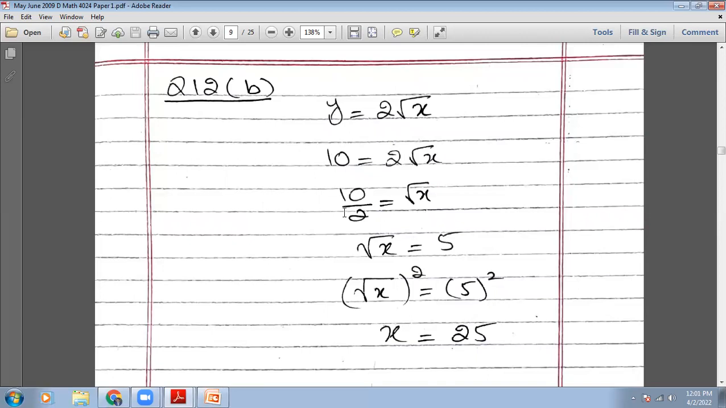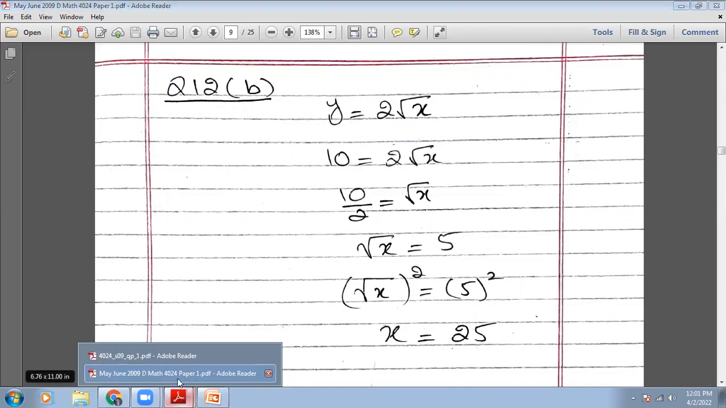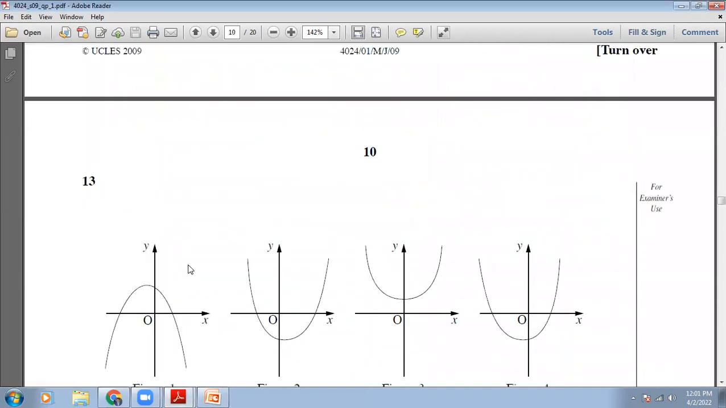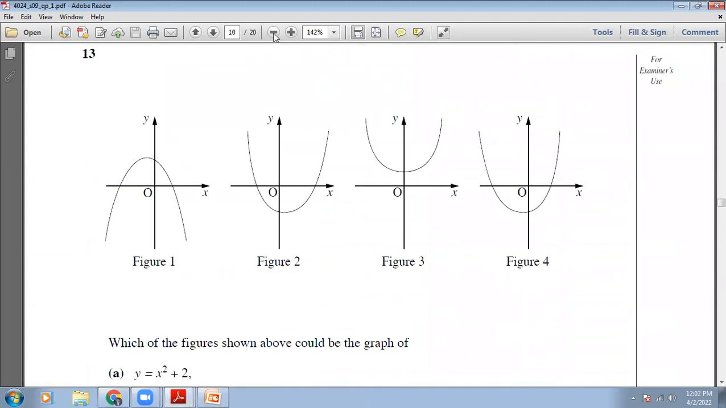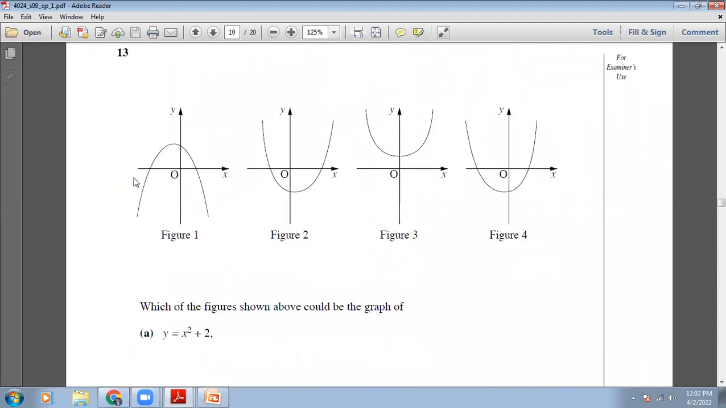It will divide. So you will have under root x equals 5. Take square on both the sides. That square and the square root will be cancelled. So x is equal to 5 square, which is 25. So the value of the x is 25. It's a little tricky question.